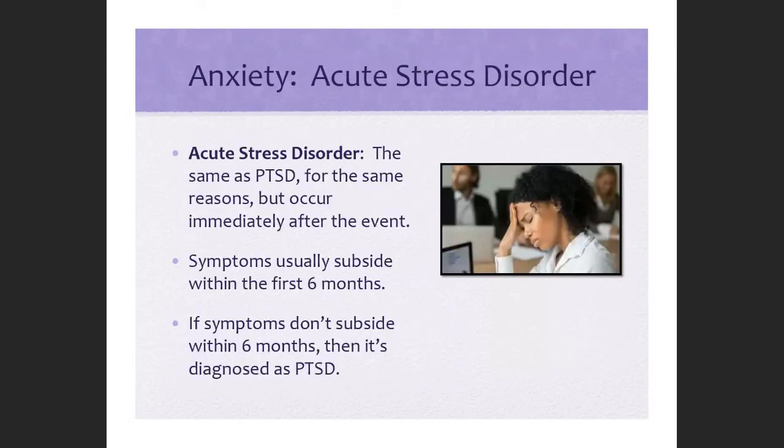Acute stress disorder is the same thing as PTSD and for the same reasons, but the symptoms occur immediately after the event. Okay, so this is what I was just referring to. If you are in a life-threatening situation and you're safe, but you have this stressful feeling, it'll usually go away within the first 6 months. And that would be acute stress disorder.